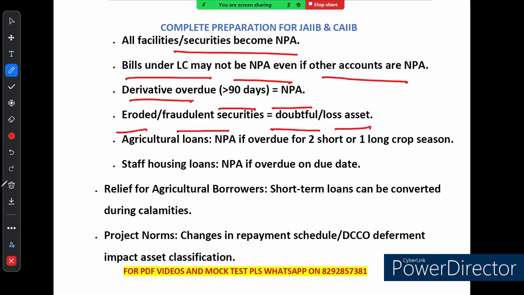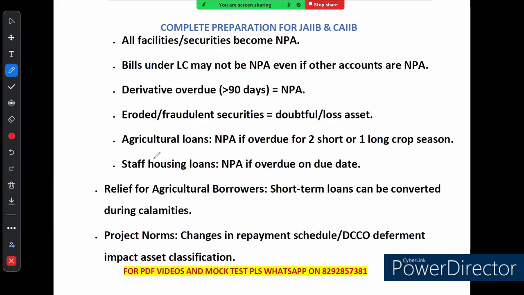For agriculture loans, they become NPA if they are overdue for 2 short or 1 long crop season. A staff housing loan becomes NPA if payments are overdue on the due date. Relief for agriculture borrowers: short-term loans can be restructured if there is a calamity.